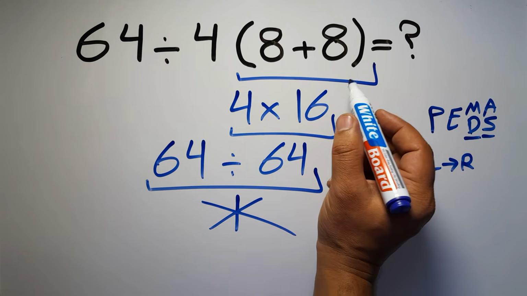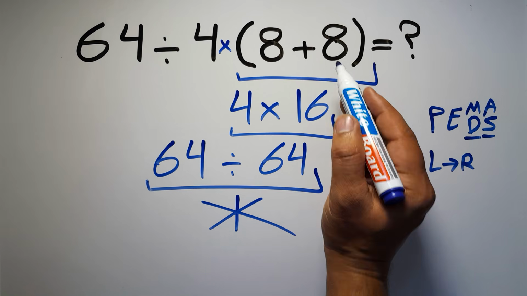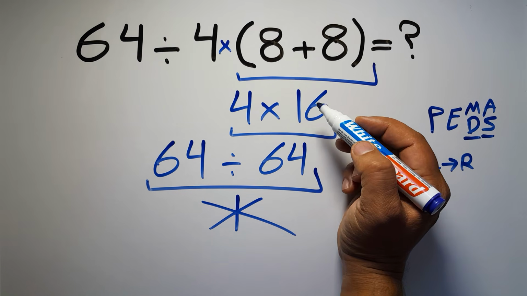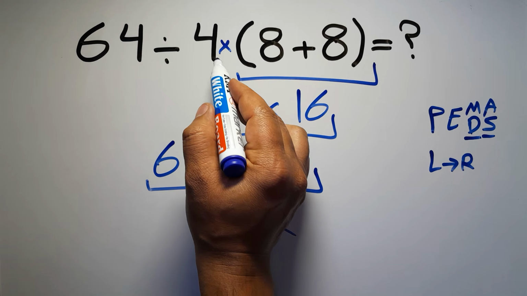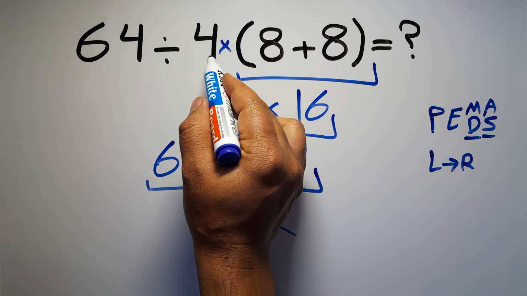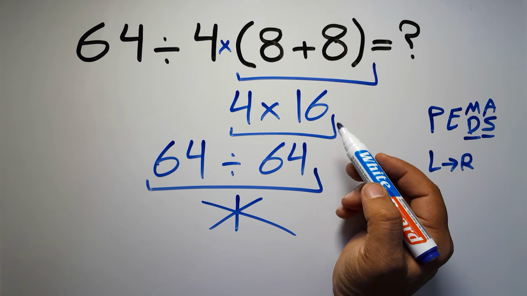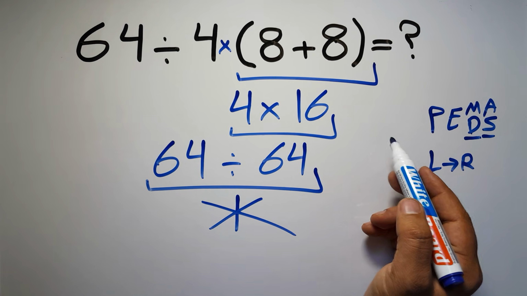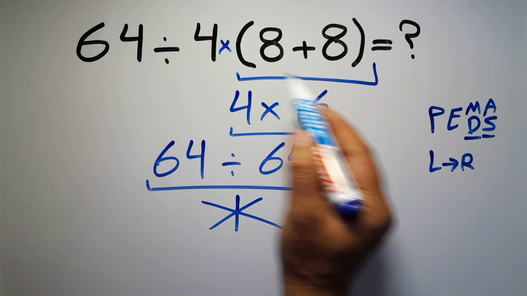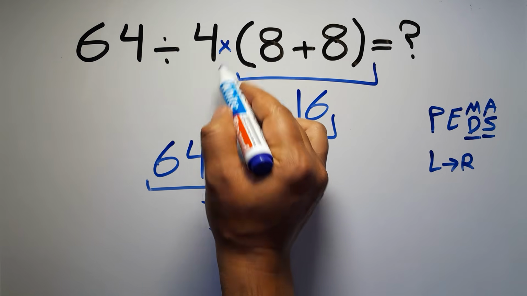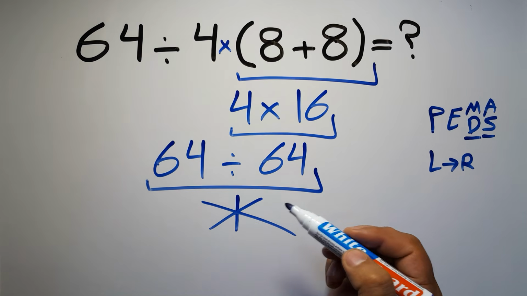In this expression, we have one division, one multiplication, and one parenthesis. Inside this parenthesis, we have one addition. Here we have a multiplication, because in mathematics, when a number is placed next to parentheses, it means multiplication, and we usually don't write the multiplication sign for brevity. Okay, so according to PEMDAS, first we have to do this parentheses, then this division, and finally this multiplication. If we do this multiplication before this division, it is wrong.